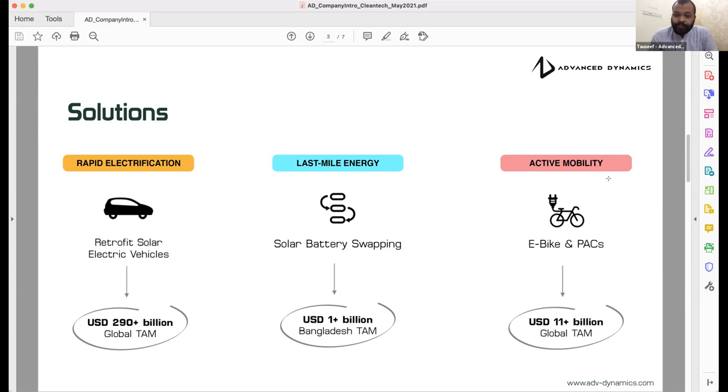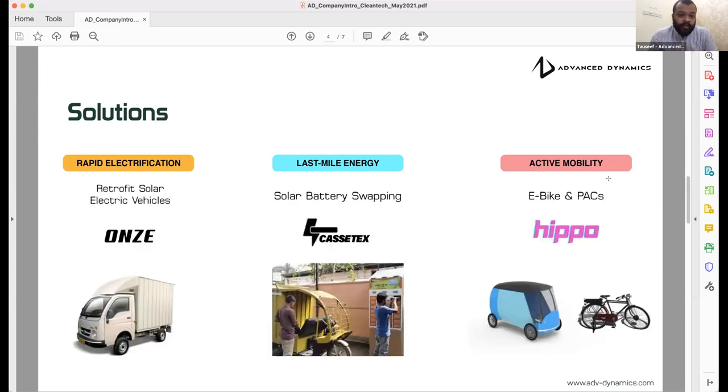travel safely. So our three projects, as I was saying, first, we are working on retrofitting existing vehicles to solar electric vehicles. ONZE is our project on that side, where in Bangladesh we are currently building 50 light commercial vehicles, completely electric. By the end of this year, we will be launching 25 of these units, which will be the first time that any electric vehicle or cargo electric vehicle is running on the roads of Bangladesh.